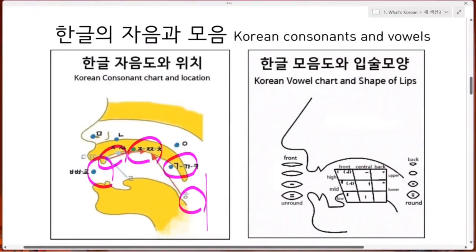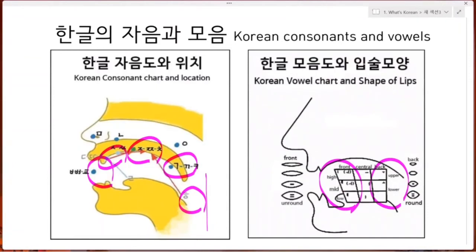And look at this. It's the vowels pronounced before the tongue. E, e, e. And it's the vowels pronounced behind the tongue. O, u.